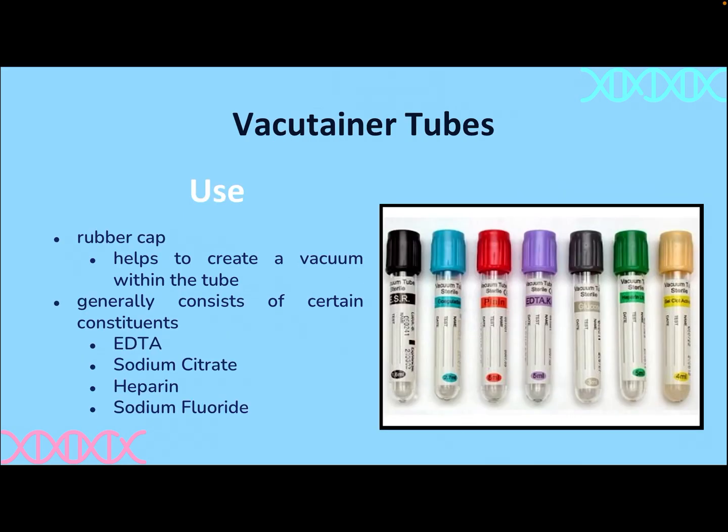Next are vacutainer tubes. A vacutainer tube is a type of test tube that has a colored rubber cap on top of it. This rubber cap helps to create a vacuum within the tube. It is made of either plastic or glass, and the vacutainer tube is sterile within and generally contains certain constituents like EDTA, sodium citrate, heparin, and sodium fluoride. In clinical chemistry, we commonly use the red and yellow top.